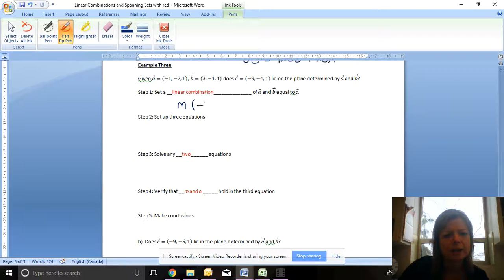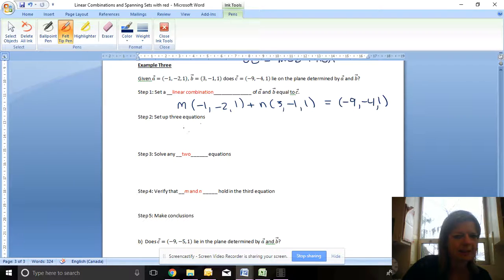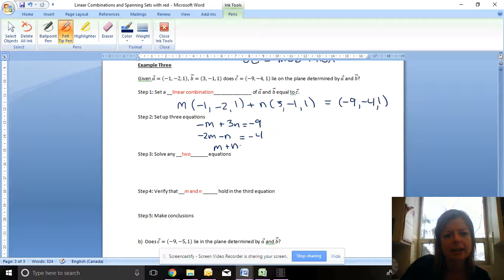So M in front of -1, -2, 1, and N in front of 3, -1, 1. And we're going to say, can we find an M and N so that there's a linear combination that equals C as required? Okay, so that sets us up with 3 equations. -M plus 3N equals -9. -2M minus N equals -4. And M plus N equals 1. So we'll call these equations 1, 2, and 3.